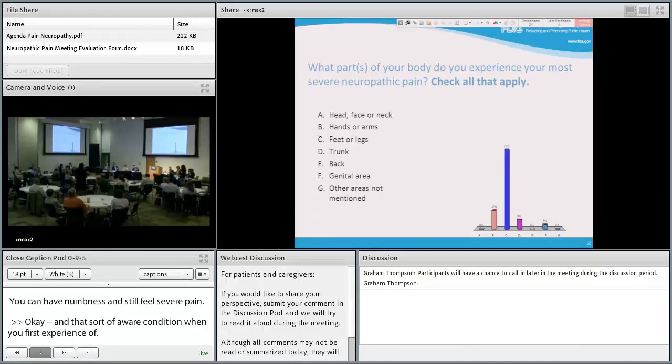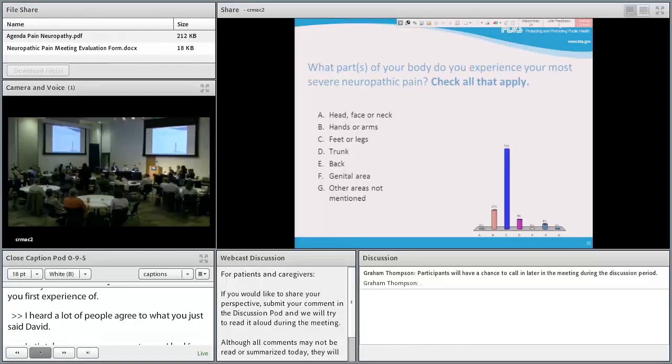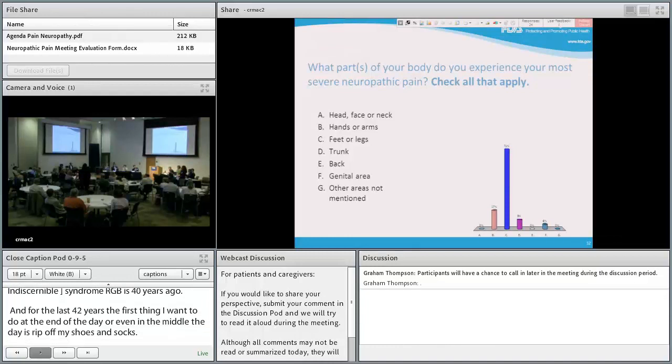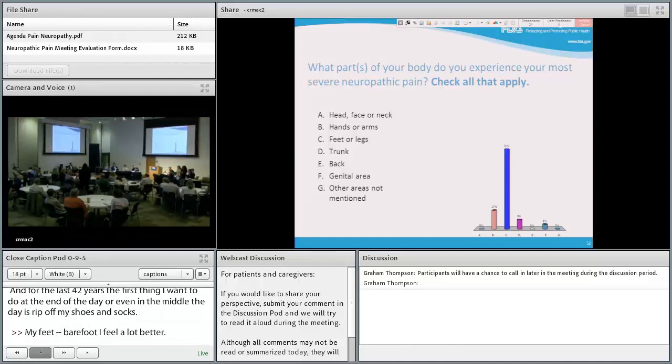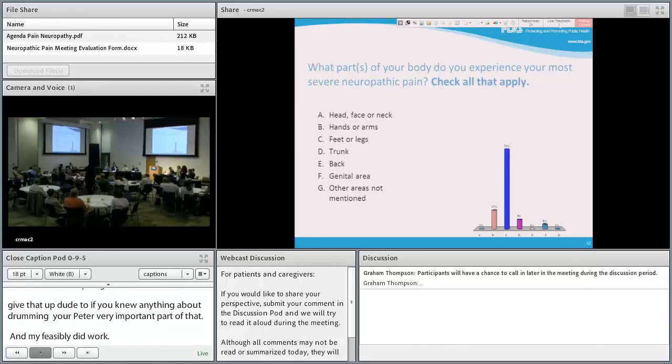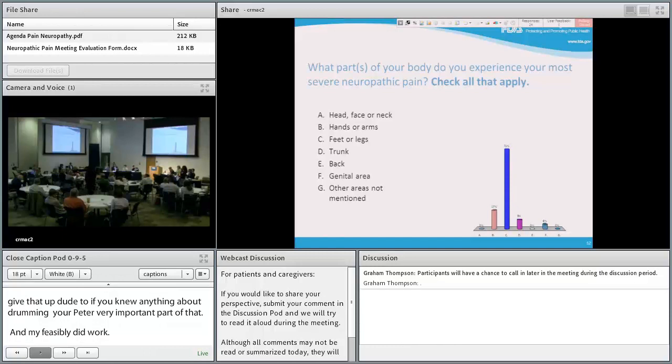I had Guillain-Barré syndrome, or GBS, 42 years ago, and for the last 42 years, the first thing I want to do at the end of a day, or even in the middle of a day, is rip off my shoes and socks. My feet barefoot, I feel a lot better. I was an aspiring drummer, and I had to give that up because your feet are a very important part of drumming, and my feet simply didn't work. Up on stage, everybody's looking at me like, dude, what are you doing up there? But just numbness and pain.